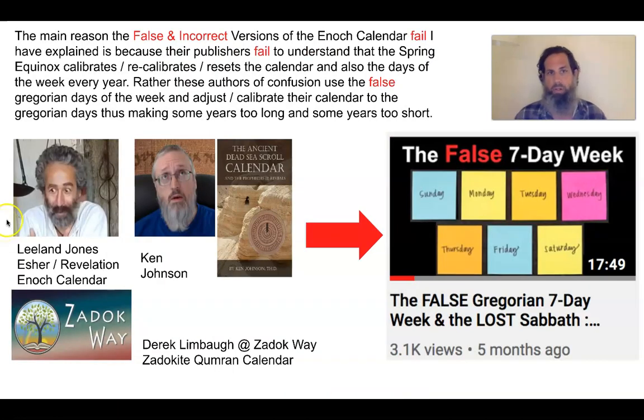So again, the main reason the false and incorrect versions of the Enoch calendar fail, I have explained in this video of mine. It's because their publishers, these people here, fail to understand that the spring equinox calibrates, recalibrates, resets the calendar and also the days of the week. Rather, these authors of confusion use the Gregorian days of the week, and they adjust and calibrate their calendar to the Gregorian days of the week, and thus add all of these extra leap days and leap week in this case, rather than understanding that the Gregorian days of the week are not true, and that the Sabbath was lost, and that the Gregorian days of the week are false and not Yahweh Elohim's heavenly days of the week of his solar calendar in heaven. Thus, their calendars some years are too long and some years too short, and they have the incorrect days.